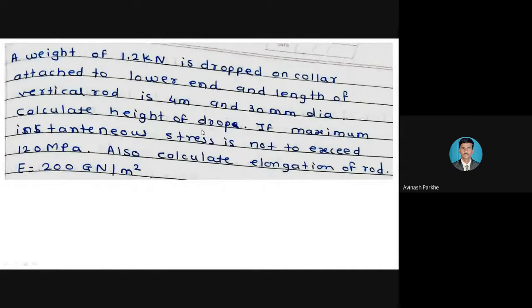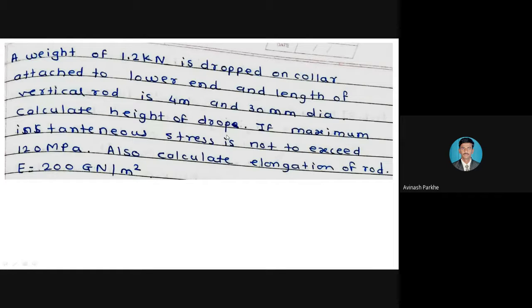Calculate the height of drop if the maximum instantaneous stress is not to exceed 120 megapascal. Also calculate the elongation of the rod, delta L, and we have to consider capital E equal to 200 giganewton per meter square.